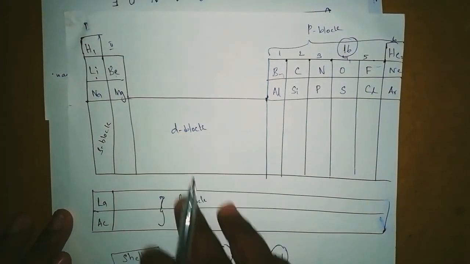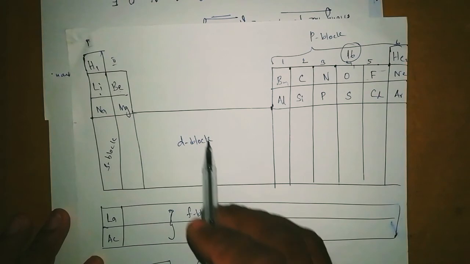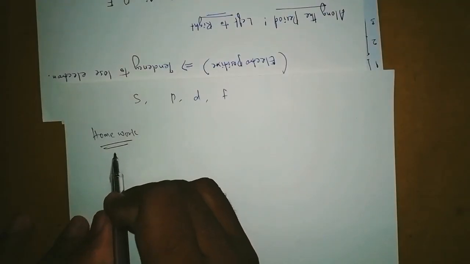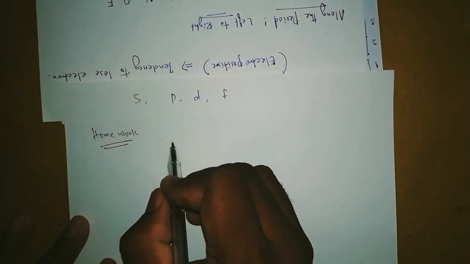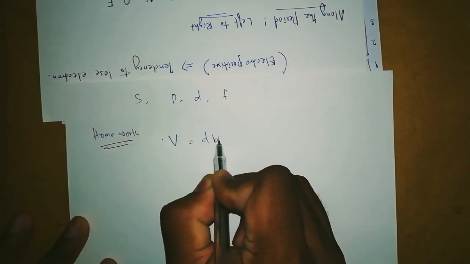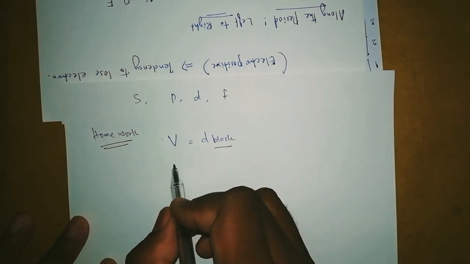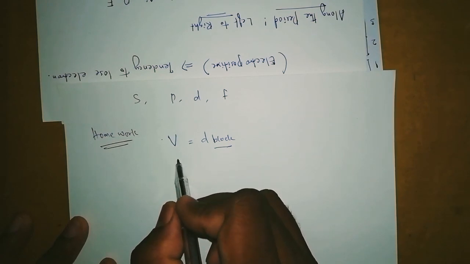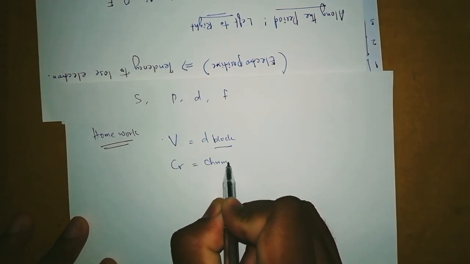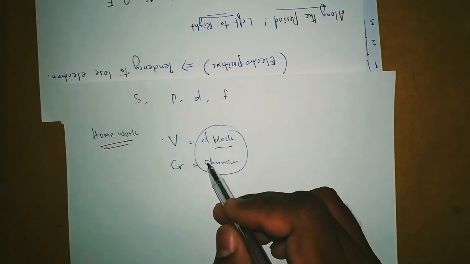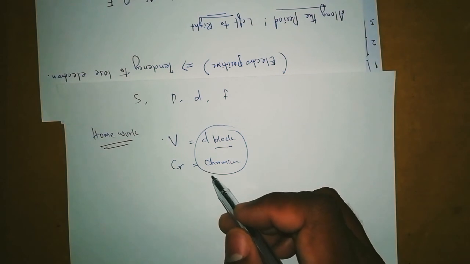This I want some of you to try at your home, any one of these elements. I will give you some elements so it will be easy for you to do at home. Your homework is to do the electronic configuration for vanadium. It is in D block. And then I'll give a simple one only, chromium. Chromium and vanadium, both are D block elements. Write the electronic configuration of both and submit it tomorrow.